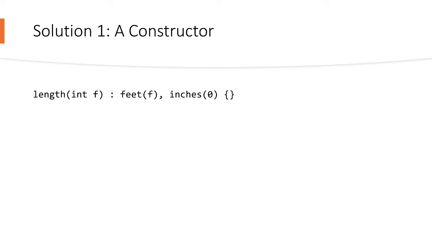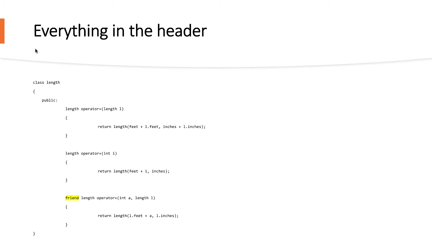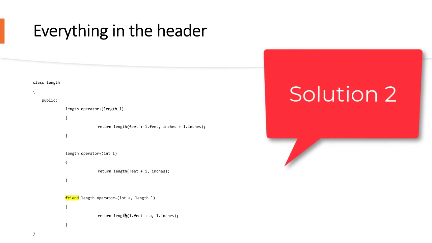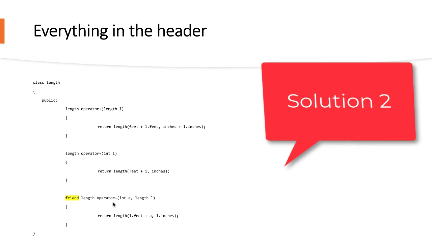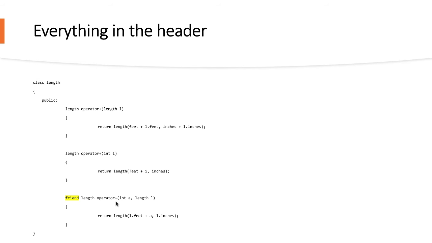So here we have one solution, and that is to use a constructor to initialize only feet as opposed to feet and inches. Here we have a friend function being defined inside the class. It has the friend keyword, the length return type, and the operator plus syntax. But instead of passing in only one variable, we're going to pass in two variables. Here we have an integer a on the left and a length L on the right. We're going to return the length of L dot feet plus a, and then L dot inches. So this is an implementation of adding an integer to the length class.